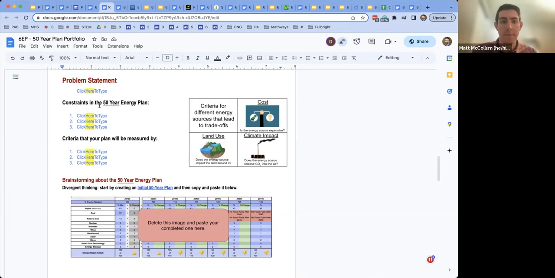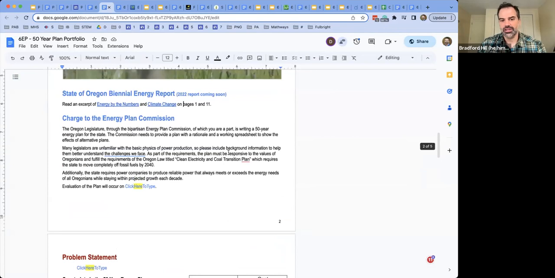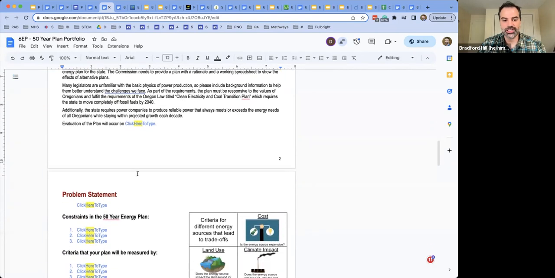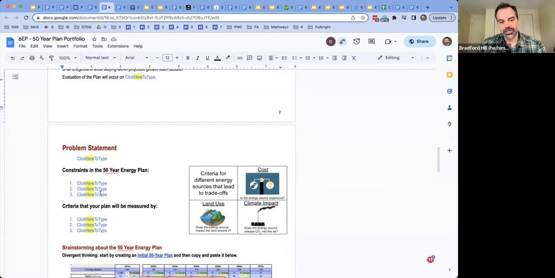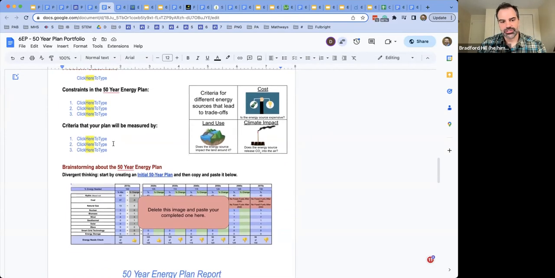Thank you. All right. So, and then this looks pretty familiar, right? So problem statement, constraints, criteria. If it is new to you, I'll just say that a lot of people felt like this was the moment where it really solidified for students about the constraints. You know, again, as we just said, the clean energy and coal transition plan, getting off fossil fuels by 2040. That's a clear constraint. And then criteria, you know, we want one that reduces the climate impact, and the more the better. So in any case, those are some.